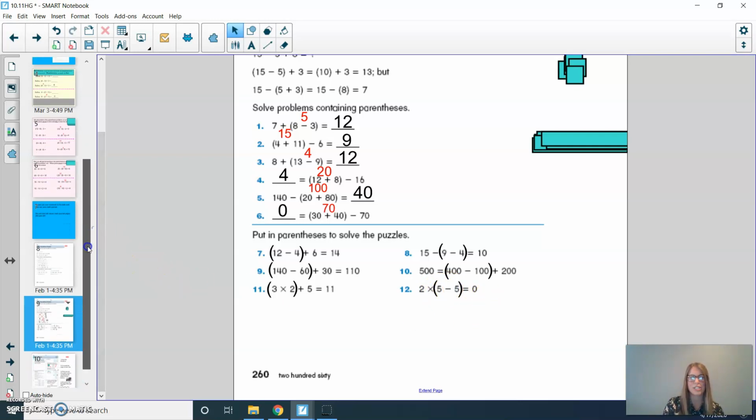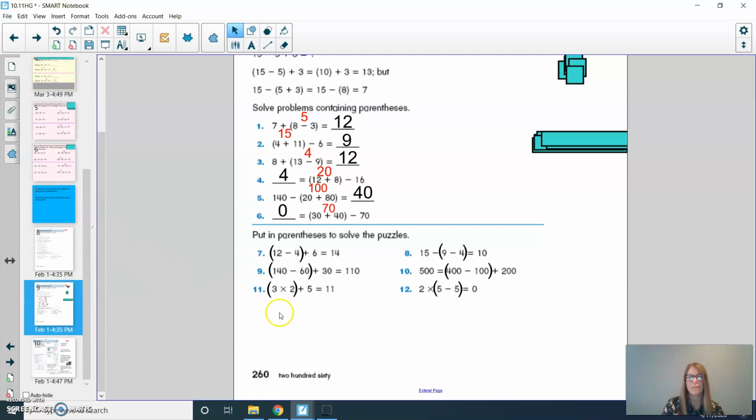Boys and girls, if you have any questions, you can ask your classroom teacher. You could also try to make up more problems on the side, continuing to work on parentheses.